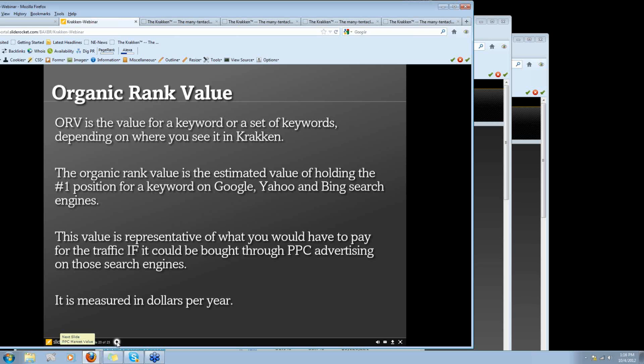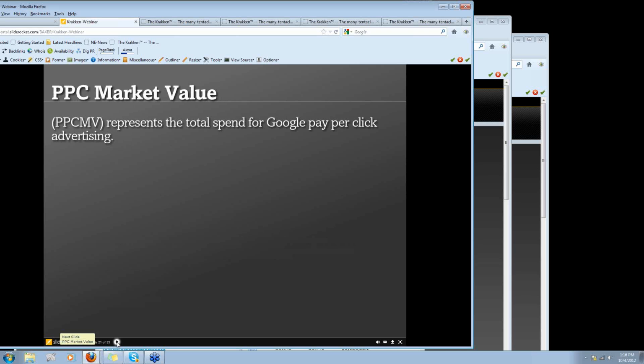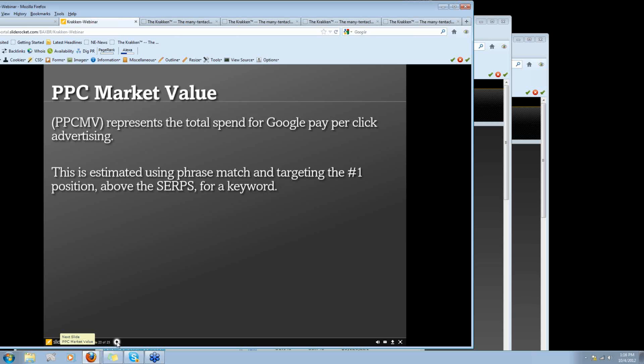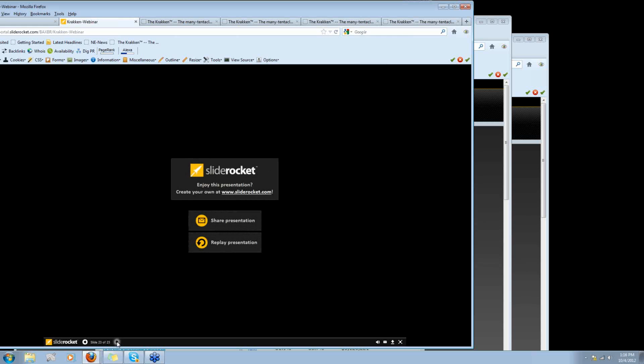This term is also measured in dollars per year. Now the pay-per-click market value, which is the other side of that, represents the total spend. So it's estimated using phrase match and targeting the #1 position that's usually there up above the SERPs, and it's also measured in dollars per year.